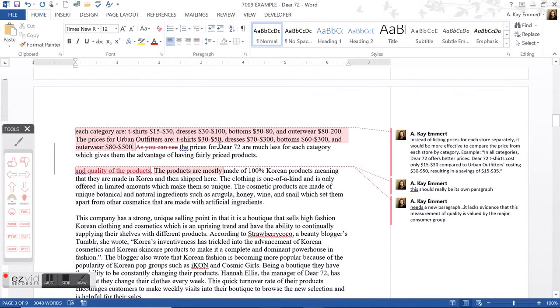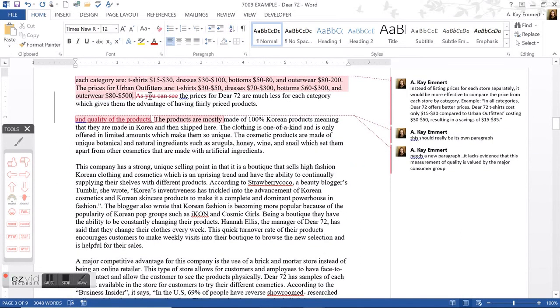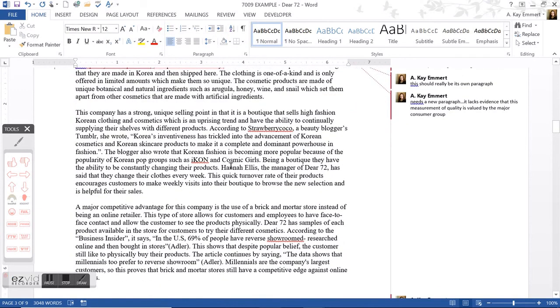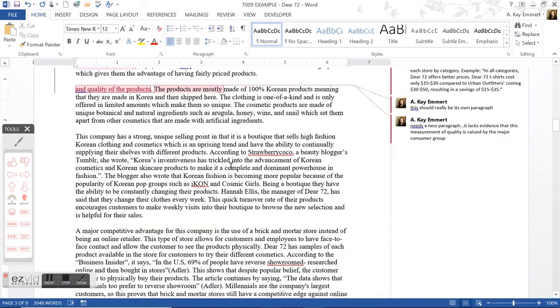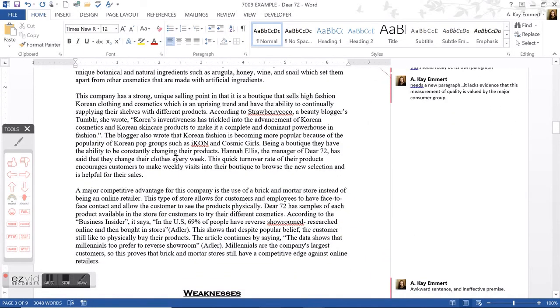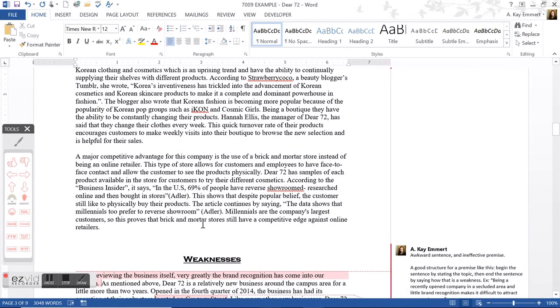Okay, so here you can see I've removed second person, and it has no effect on the sentence whatsoever except to stylistically put the focus where it belongs, on the prices and not on you, the reader, which can make people feel uncomfortable. Okay, so that's basically what I wanted to cover in the strengths section. You won't have a mini conclusion in your strengths section. Once you are done with your last body paragraph, you should just end the section and move on to the next section.